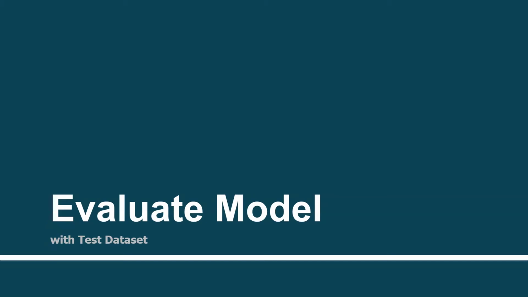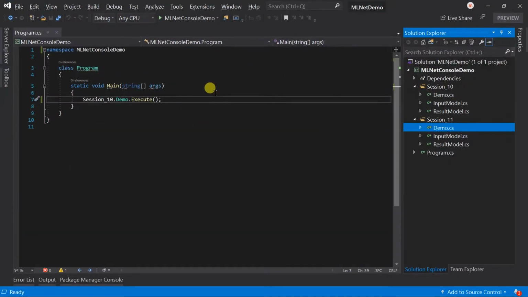In the previous session, we created the first machine learning program, in which we did not perform the evaluation on the model. In this session, we will evaluate the model and print its accuracy detail. For this, I have copied the session 10 files into the session 11 folder and updated the namespace. We will work in this folder throughout this session.